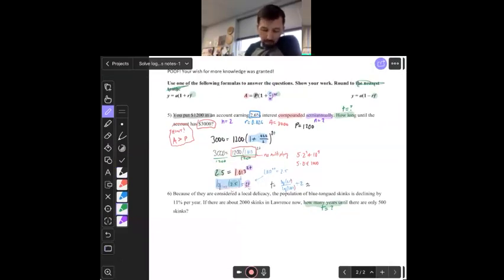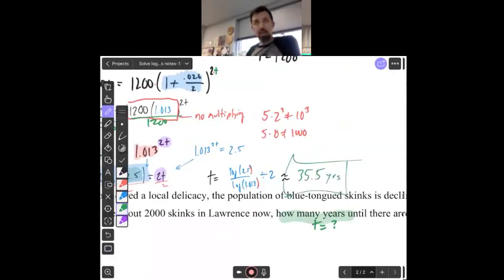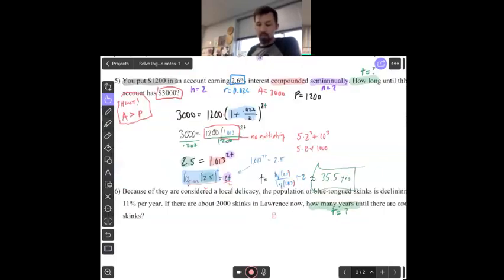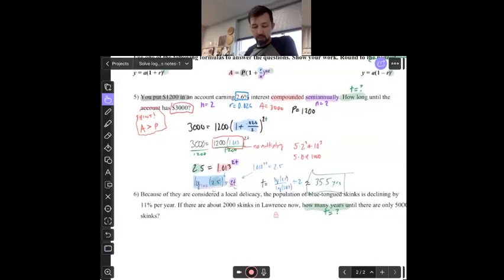Okay, so 35.5 years. So you can see that putting money into a bank account is not a good way to make money. It took 35 years to go from 1,200 to 3,000. Okay. Banks are nice places to keep money. They're definitely not places to make money.